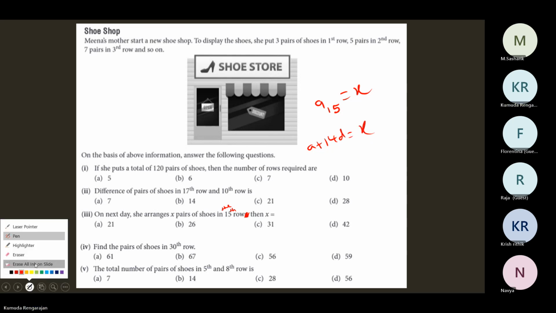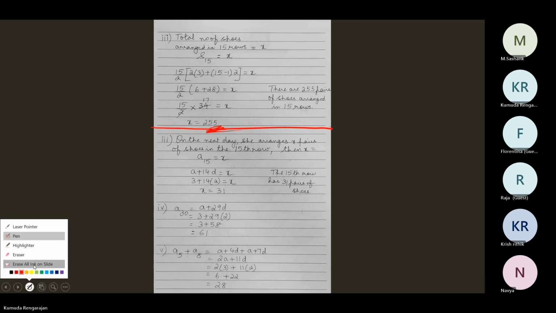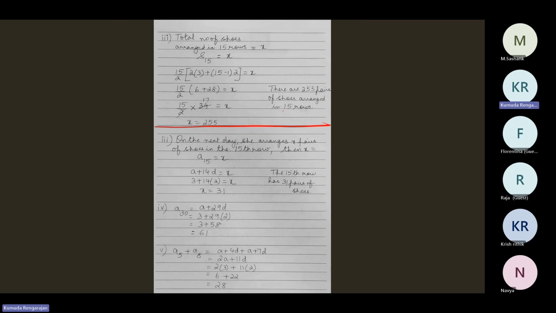So here also, the total number of shoes arranged in 15 rows, as per the question given, is X. So then X is 255. This is the answer as per the question given there. But the options are different. We don't have this option there. So you need to understand the question like this.